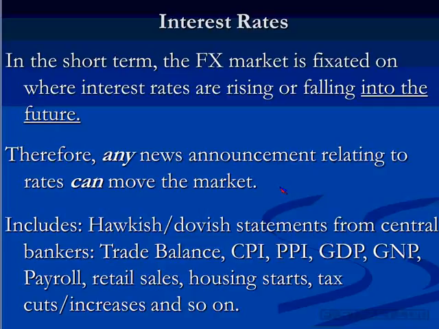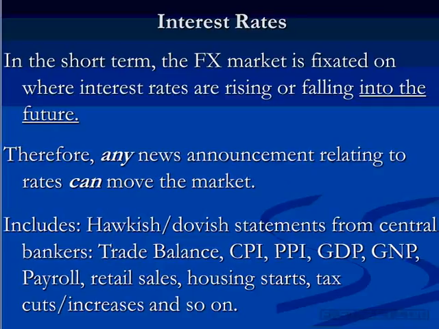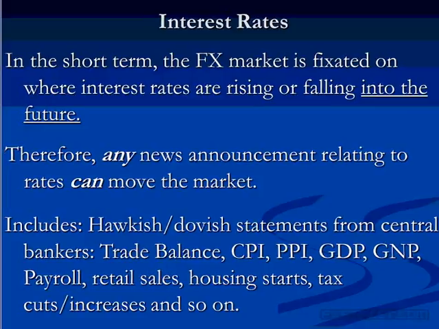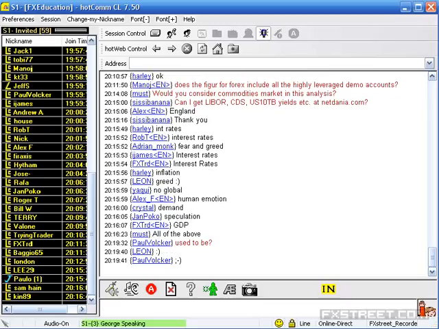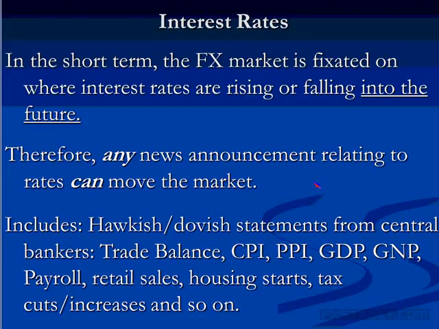And we've got trade balance figures. Right, yeah, sorry about that, Paul. And we've got all of this raft of figures. We've got these statements that come out from various Fed chairmen. We've got CPI numbers, PPI numbers, of which we've had a few this week already.